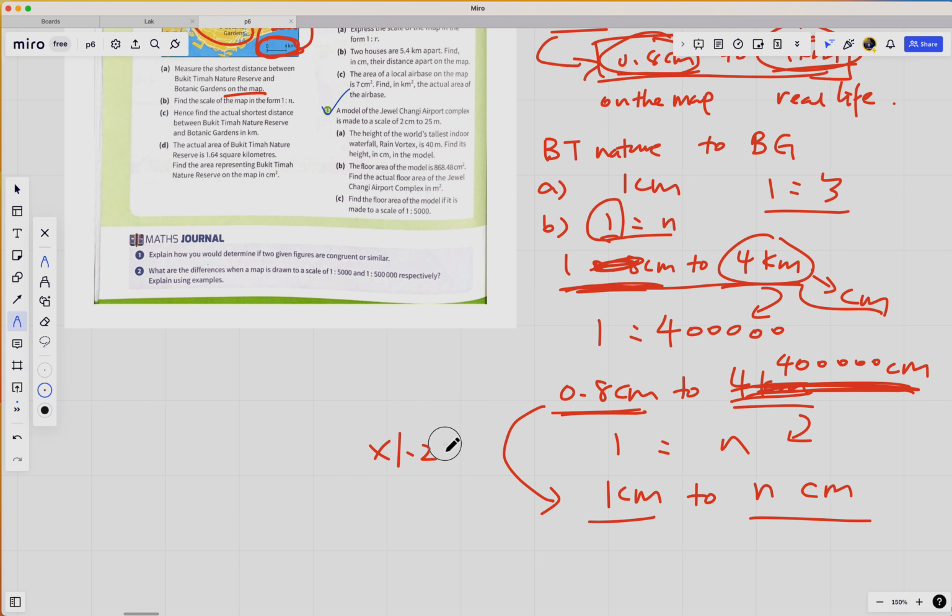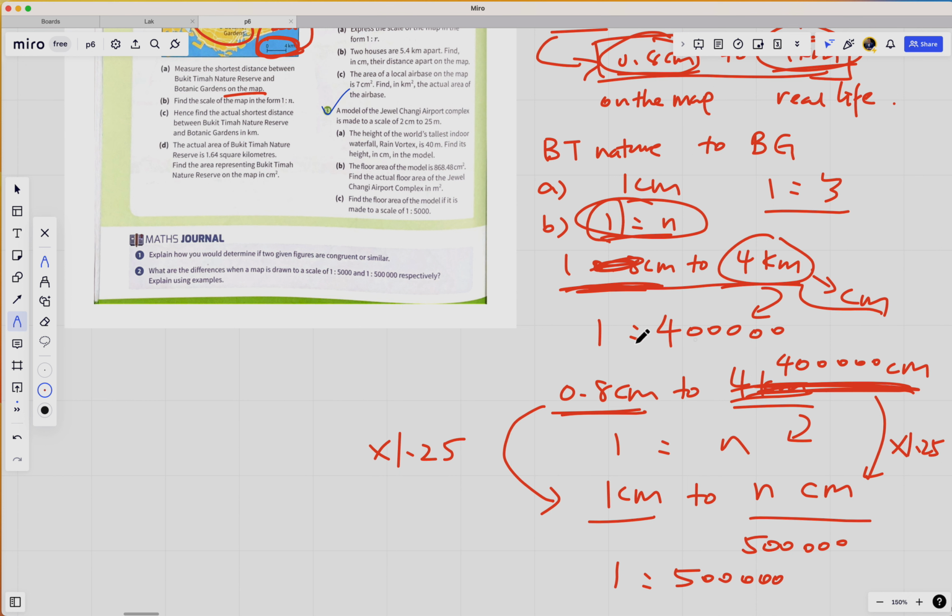This is 1.25. So if this side is times 1.25 to get 1 cm, so this side also must times 1.25 to get n. Yes, which is 500,000 if I'm not wrong. Right? So therefore the scale is usually 1 to 500,000 if I use my measurement. So that solves part B, 1 to n. Then next, they say find the actual shortest distance between Bukit Timah and Botanic Garden.